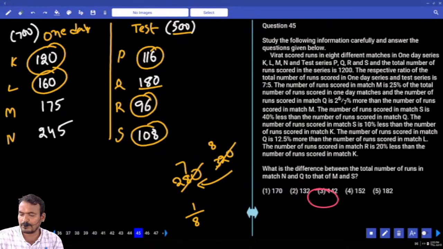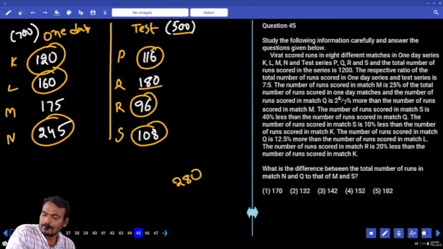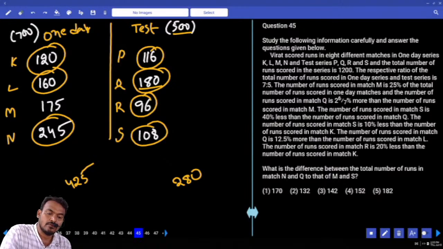Next question number 45. What is the difference between the total number of runs in matches N and Q to that of M and S? What is the N value? N value 245. What is the Q value? 180. Total it is 425. M value 175. S value 125. Total it is 300. What is the difference?